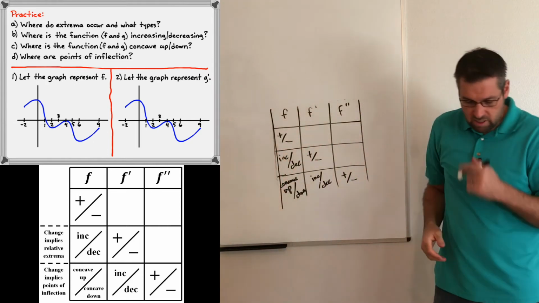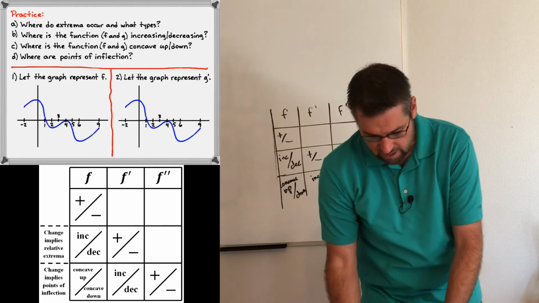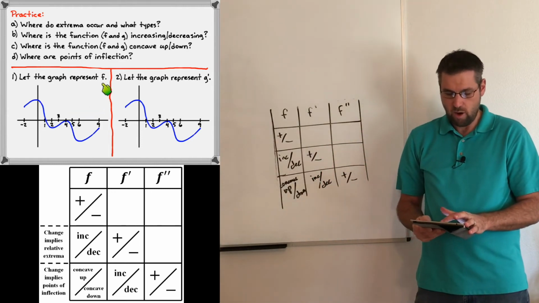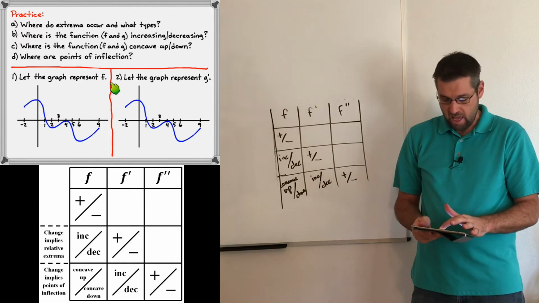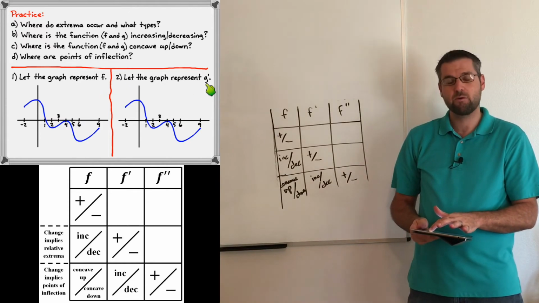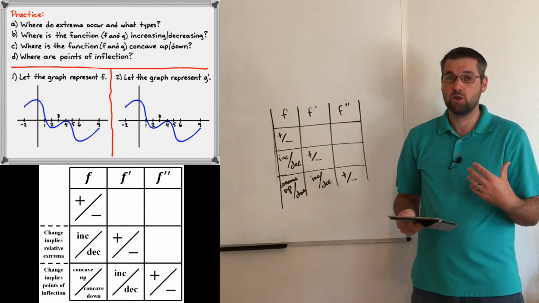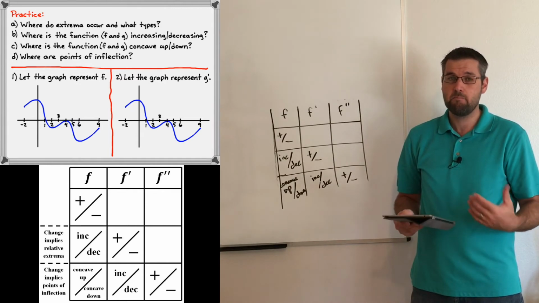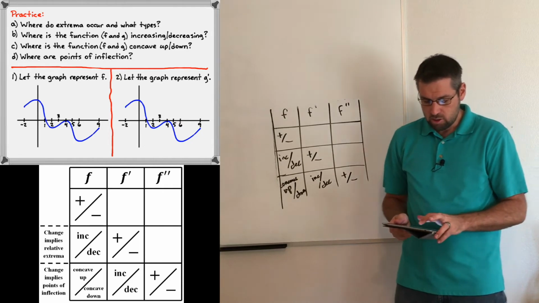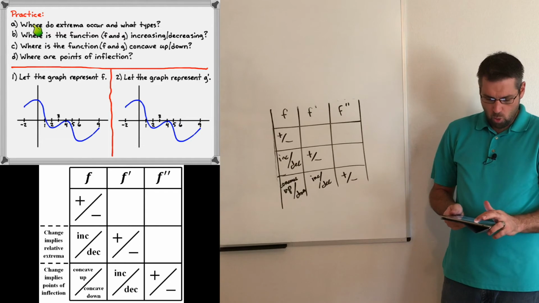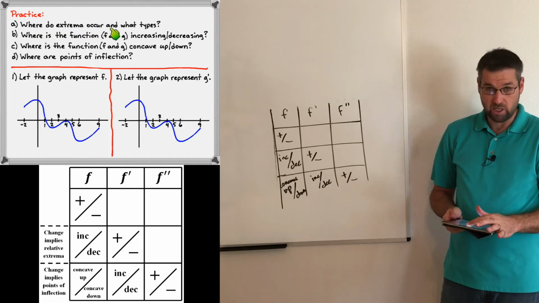So notice in both of these graphs that I gave you on the lesson, in number 1, I gave you the graph of f, and in number 2, I gave you the graph of g prime. So we need to make sure that we're interpreting and looking for the proper things based on the graph that was given. Looking at part A, it says, where do extrema occur and what type?